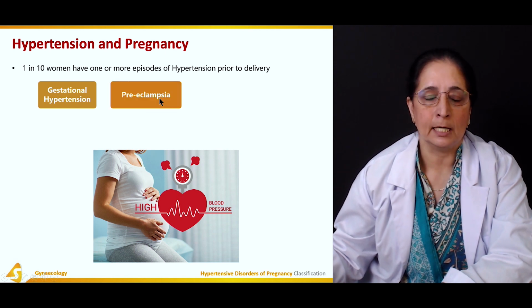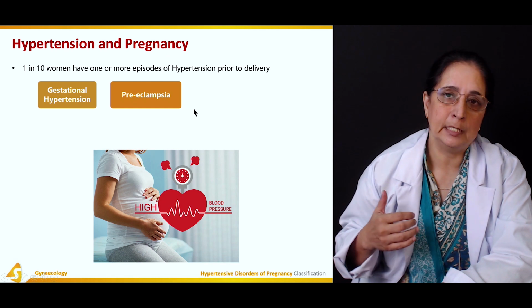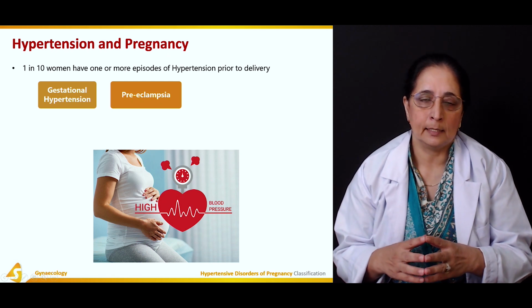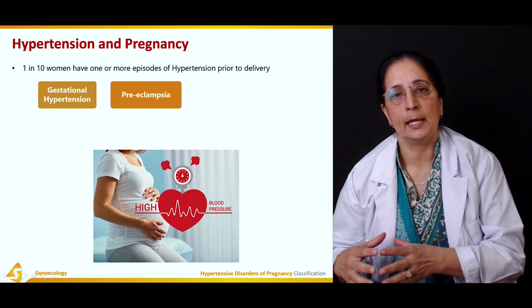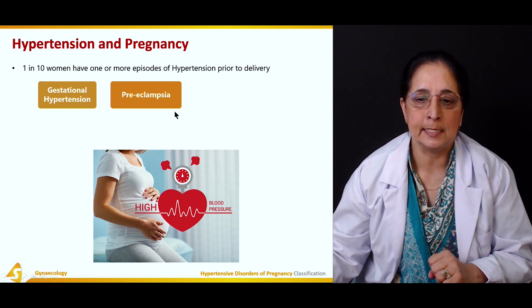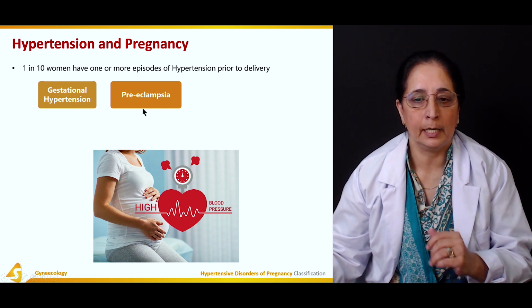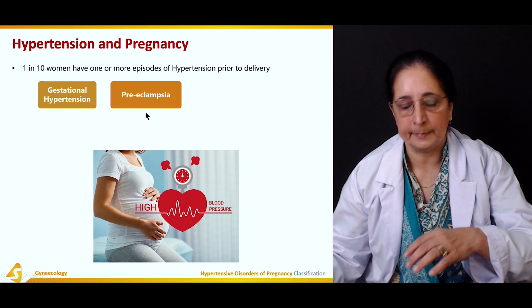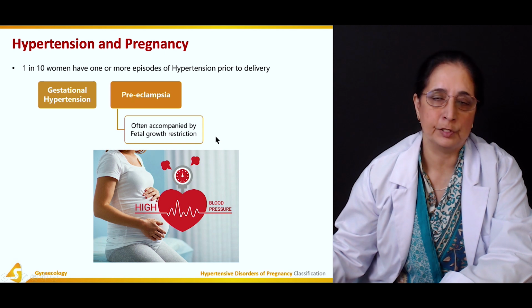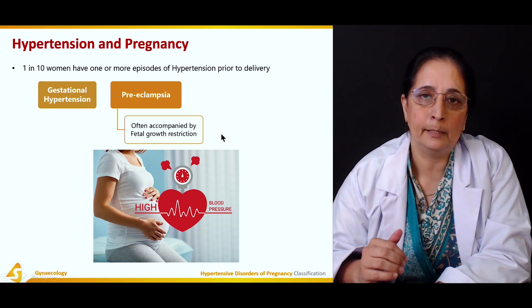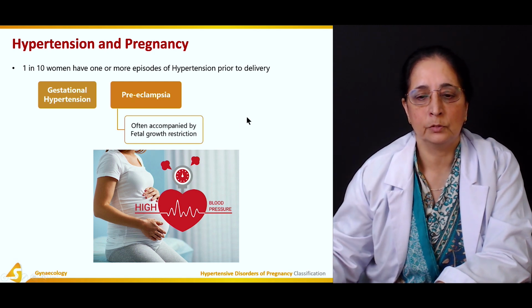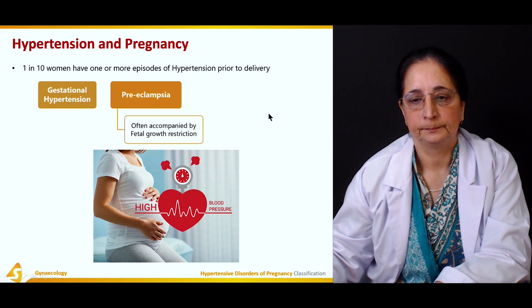Then pre-eclampsia. Once gestational hypertension is present, it can lead to pre-eclampsia, which is a serious condition. Pre-eclampsia can lead to eclampsia, also known as toxemia of pregnancy. It is often accompanied by fetal growth restriction. If preeclampsia develops, it can lead to restriction of the intrauterine growth.